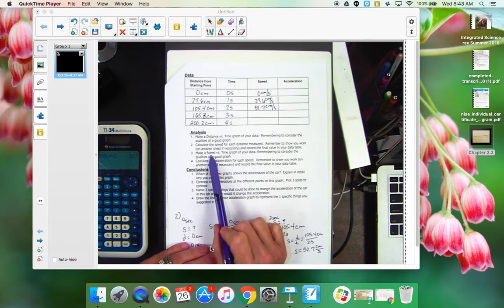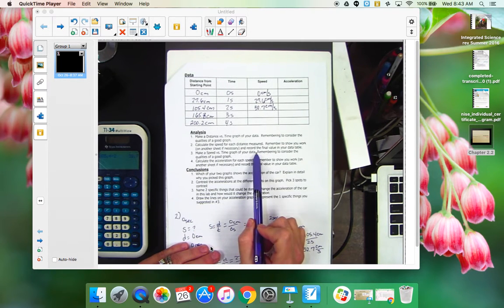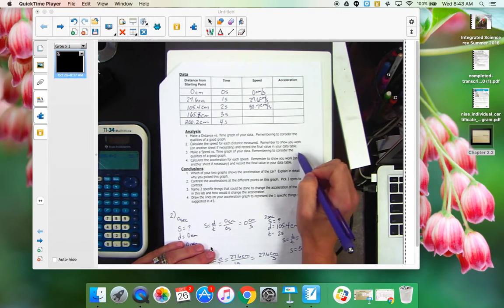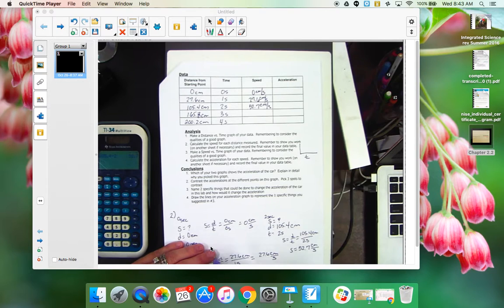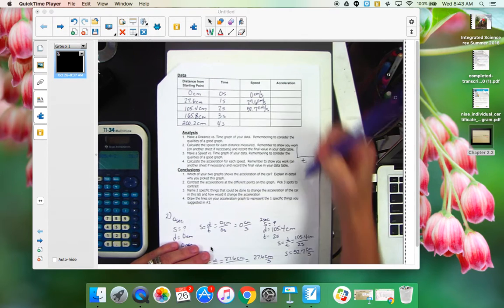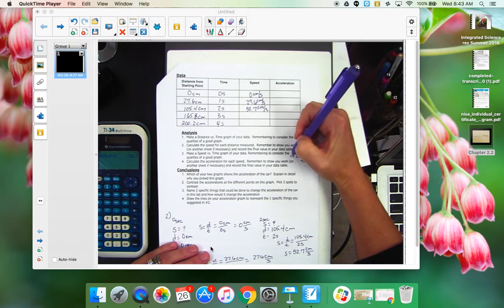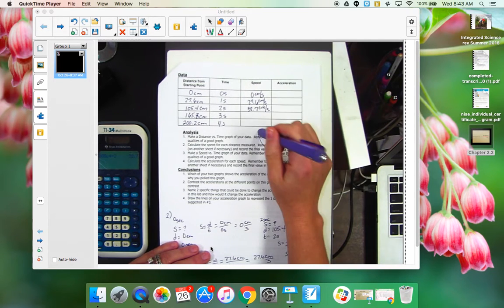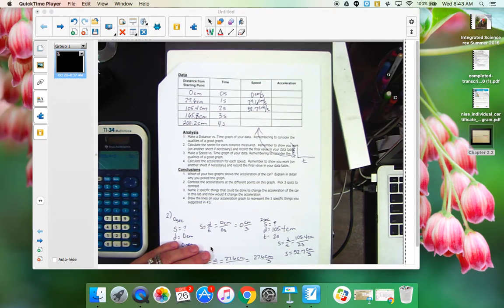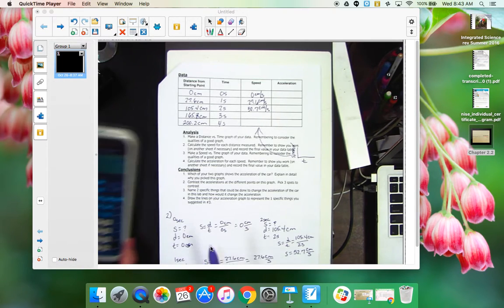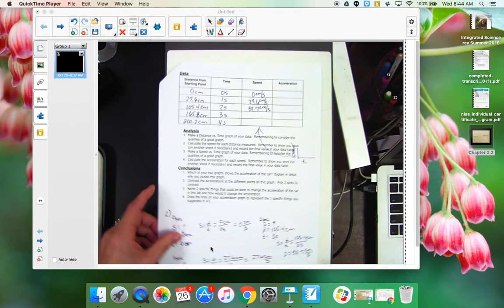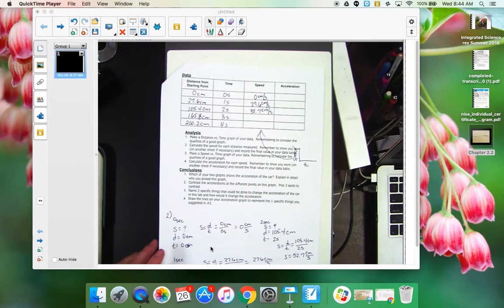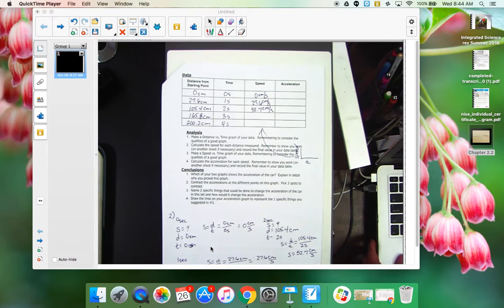Step 3, make a speed versus time graph. Remembering to consider the qualities of a good graph. This is the new graph for the week. Time is still on the bottom. Our y-axis, though, is now the speed, so it's going to be that column on our y-axis. Number 4, calculate the acceleration for speed. Remember to show your work on another sheet of paper if necessary.